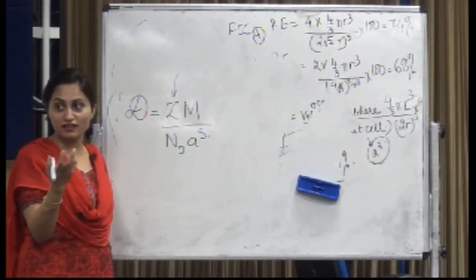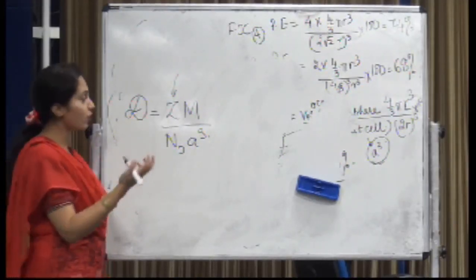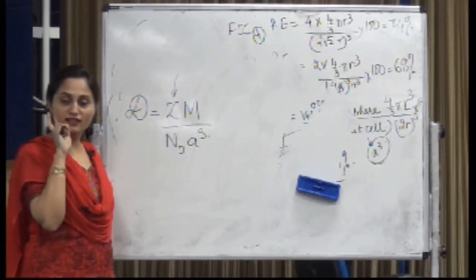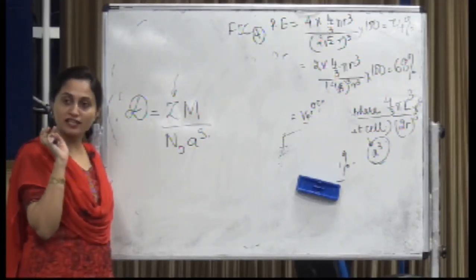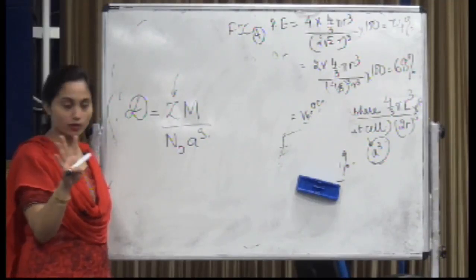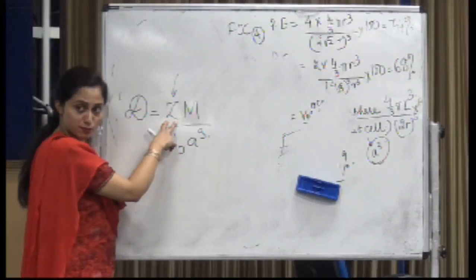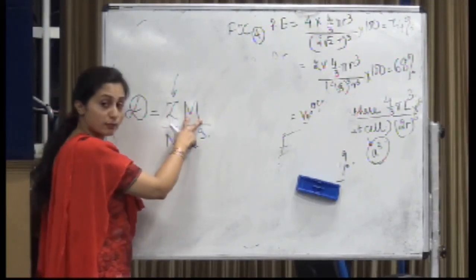6 was just an example that I gave. So you lay emphasis on the simple cubic unit cell, it will be 1, body centered it will be 2, and for face centered it will be 4. So density is equal to that number of atoms per unit cell into the molar mass.